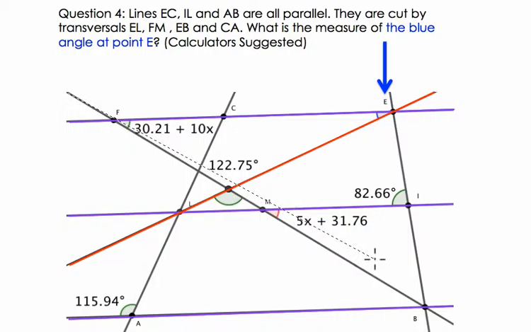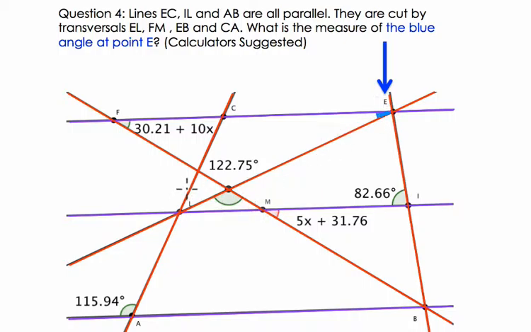FM, that's this line. See, point M's here, but the line FM keeps going past that. And EB and CA. So EB is here, and CA is there. These lines aren't parallel to each other, but they're transversals. Remember that transversals are just lines that cross parallel lines. They want to know here what's the measure of this blue angle of point E. So I'm going to color that in there. Okay, so this is the angle we're going for.